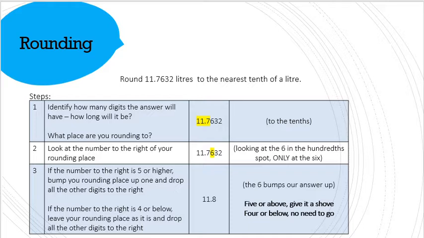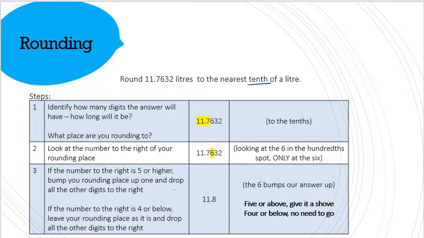And we want to round it to the nearest tenth. So I can ask you two ways. I can say to one decimal place, but it's also totally valid for me to say to the nearest tenth of a liter, because that is the same thing and you should know that. So just like before, we're going to think about how many digits the answer will have.